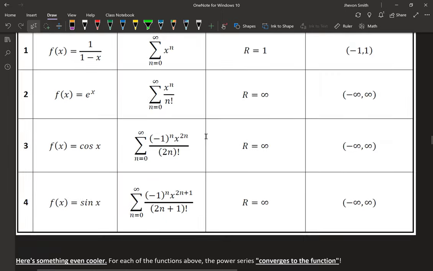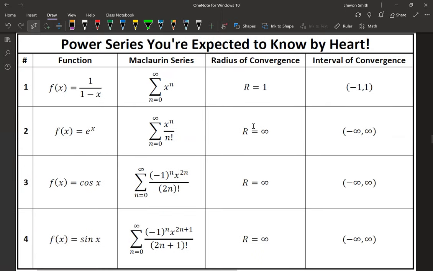So, okay, back to this table. Now this table, you can take a screenshot of it because we're going to use it later on in a little bit. These are power series you're expected to know by heart. It's hard. You're going to have these memorized. They're supposed to be hard, not heart. Huh? It's supposed to be hard, not heart.